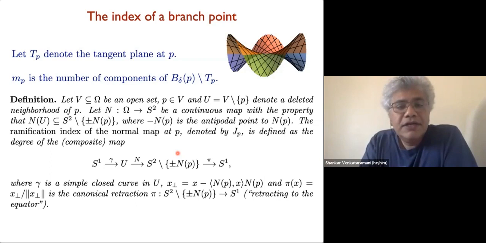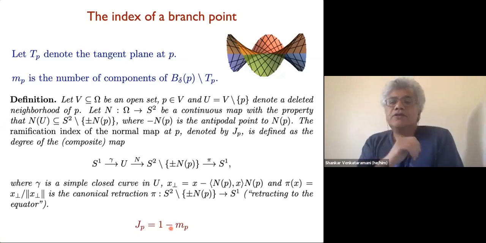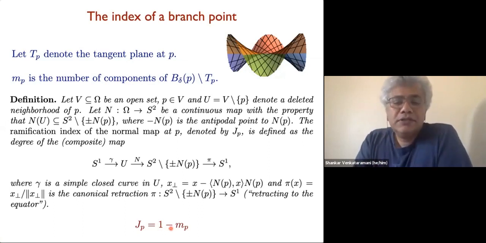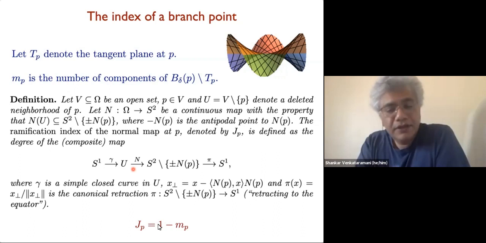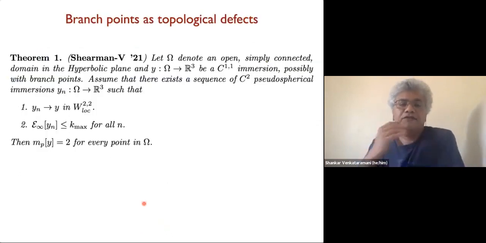Further, this index is related to the number of components by Jp is 1 minus n. So this object turns out to be nicer in terms of you can study properties of this degree and its stability under convergence in various senses. And because of this relation with MP, that also tells us something about our surface. So that's the basic idea. And so the theorem that we have here is the following.